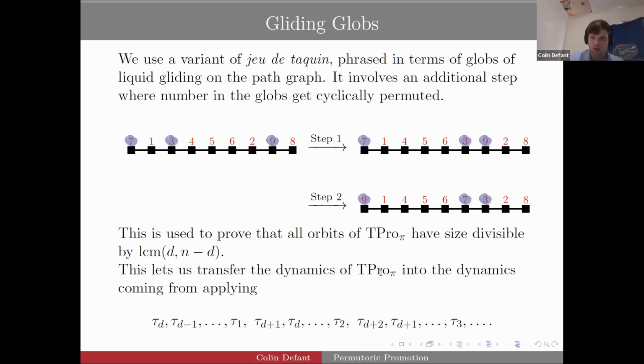But the issue is that in order to know that the actual orbits of permutoric promotion can be rephrased in terms of this sequence of toggle operators, we have to know something about the divisibility of these orbit sizes. So this is sort of why we need this variant of Schützenberger. But anyway, let me now just focus on this sequence of toggle operators where we do the tau d and tau d minus 1 and so on. And I'm going to try to understand this in terms of sliding stones and colliding coins.